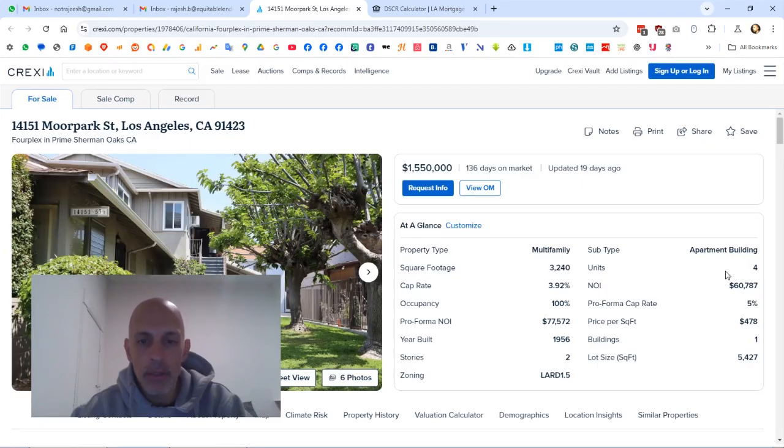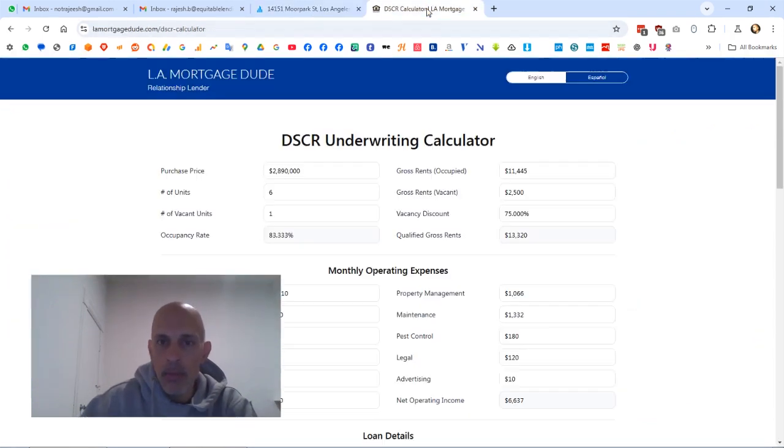So now that that's out of the way, let's go ahead and analyze this property here in Los Angeles, California. It's a fourplex for $1.5 million. And the cap rate is 3.92%. So what exactly does cap rate mean?